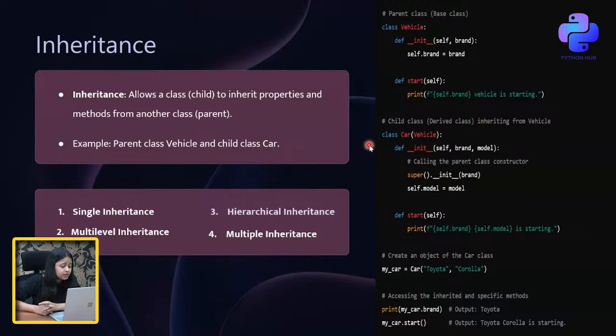Then the second is extensibility. You can easily add other vehicle types, like you can add bike, you can add truck. We have already added car over here. So in the future, by inheriting from the Vehicle class, you can easily add them without duplicating the code for brand and other shared methods. I hope inheritance is clear to everyone.